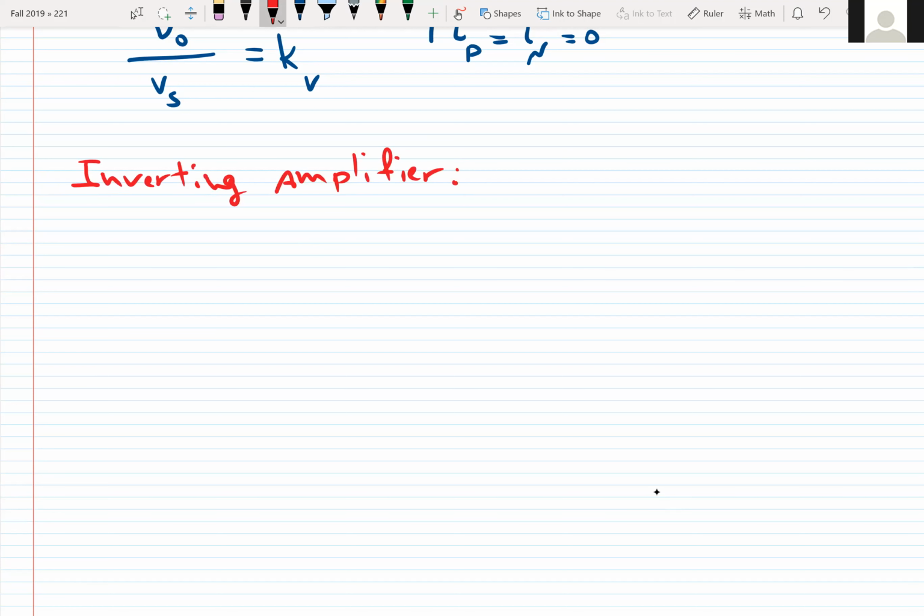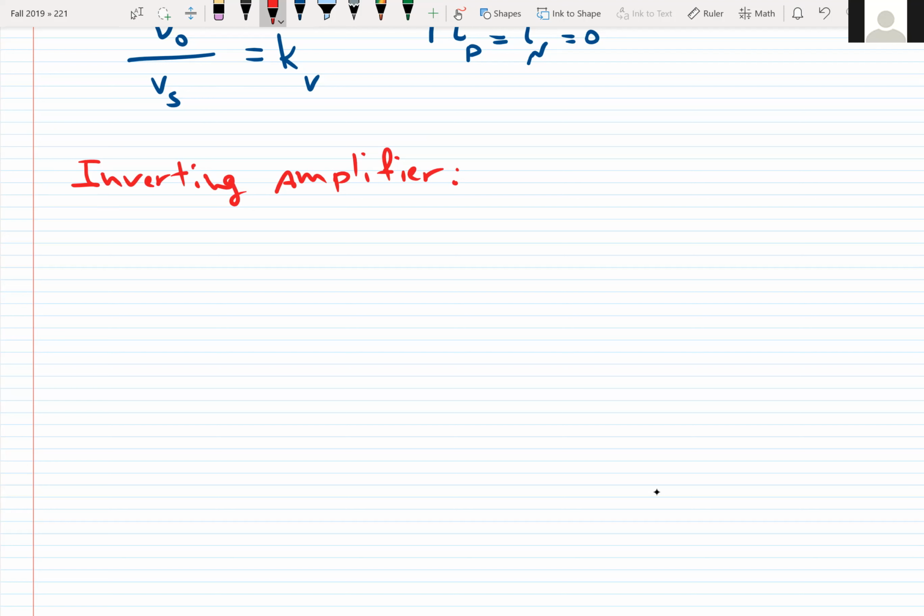What does it mean, inverting and non-inverting? So when we have an input, we get an output. If the signs of the input and output are the same, we call it a non-inverting amplifier. If the input is positive, we get a positive output. If the input is negative, we get a negative output. We call it a non-inverting amplifier.